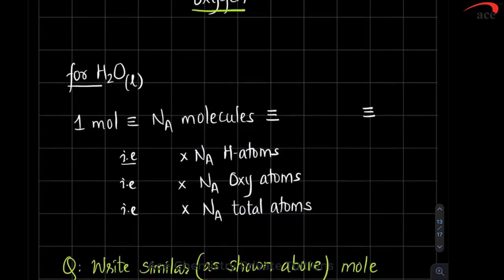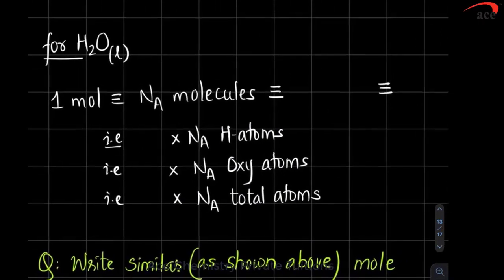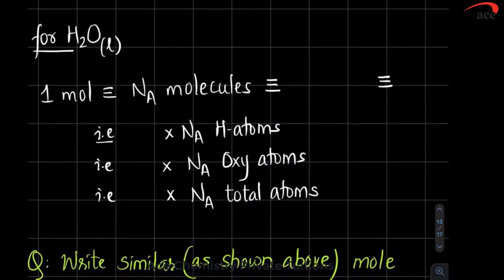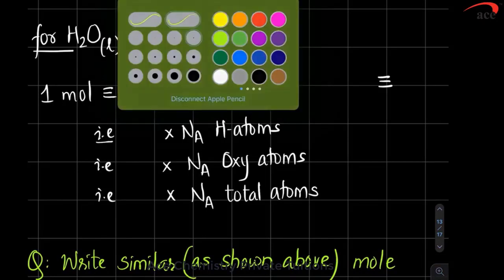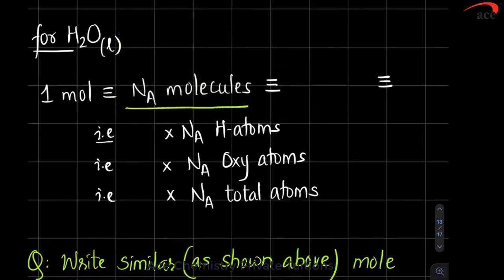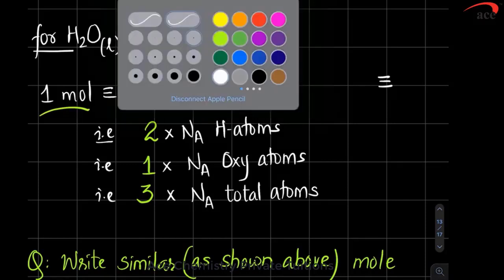Now for water, if I want to do a similar discussion, how should I say it? If I take 1 mole of water, it will have Na molecules. How many hydrogen atoms will it have? Multiply by the specific atomicity of hydrogen. How many oxygen atoms? Multiply by the specific atomicity of oxygen. How many total atoms? Multiply by the total atomicity of water. We are taking 1 mole of water.